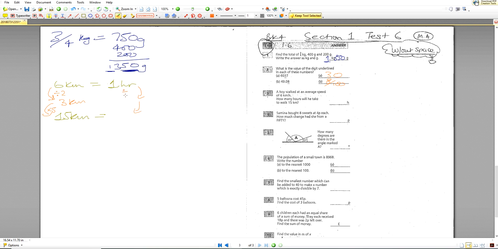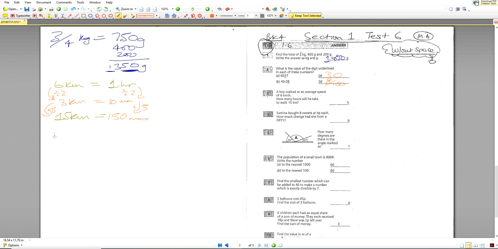So 1 hour divided by 2 will give us 30 minutes. And then that times by 5. So 30 times 5 will give you 150 minutes. And they want to know the answer in terms of hours for question number 3.